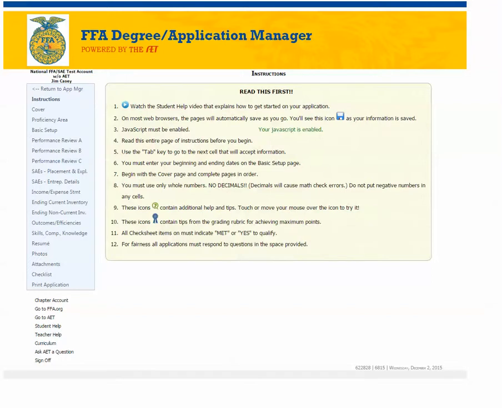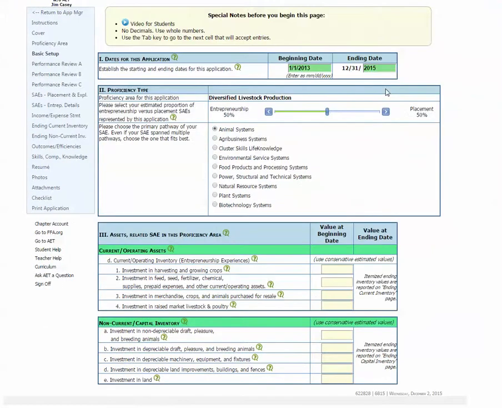This short video is going to describe the financial portion of the basic setup page. On the basic setup page, the participant will be asked to place value on the items that they own when they begin the SAE. Now, the assets, or the things that are owned, are broken into two categories: current assets and non-current. The difference between the two is really quite simple.